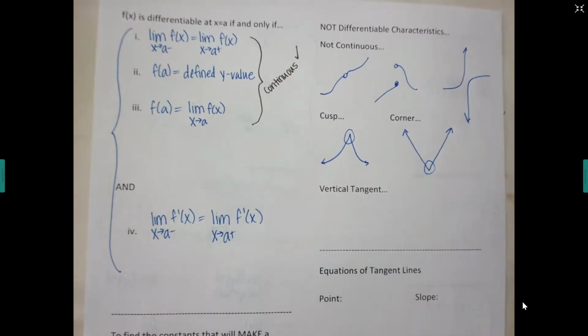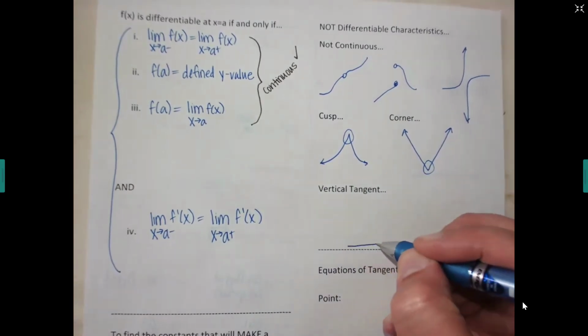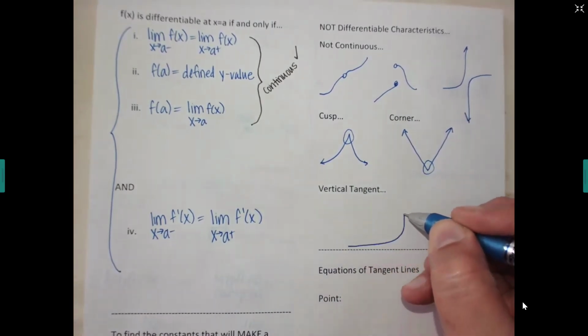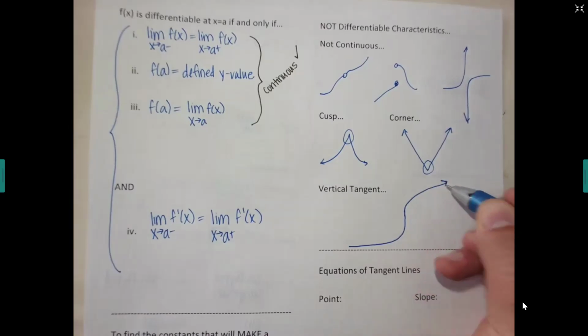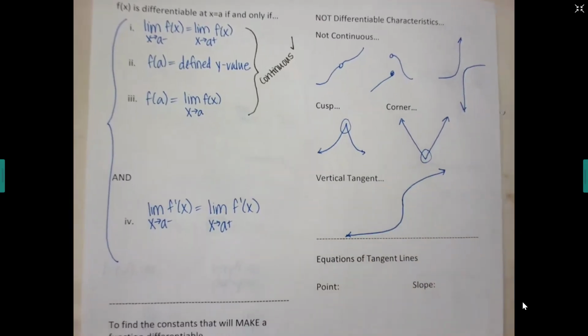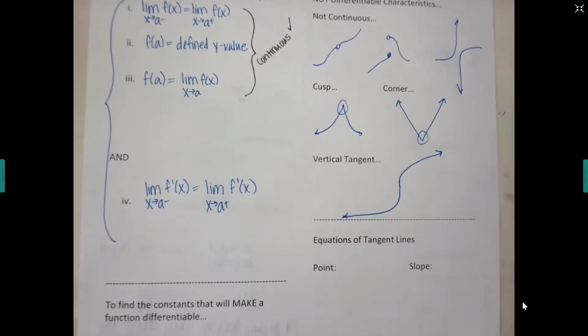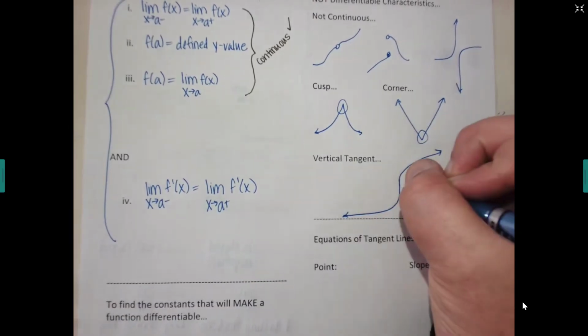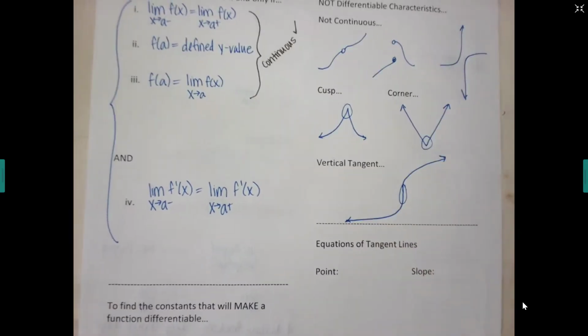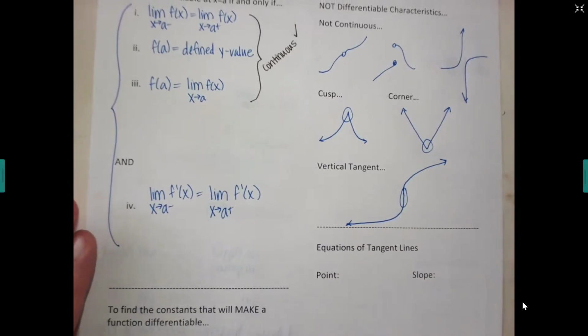The final option is if your graph goes vertical. So draw me a vertical tangent where it magically goes straight up and then keeps going. Remember, the problem with a vertical tangent is you can draw the tangent line, but then when you try to find its slope, it comes out undefined. So those are the features that make a graph automatically not differentiable.